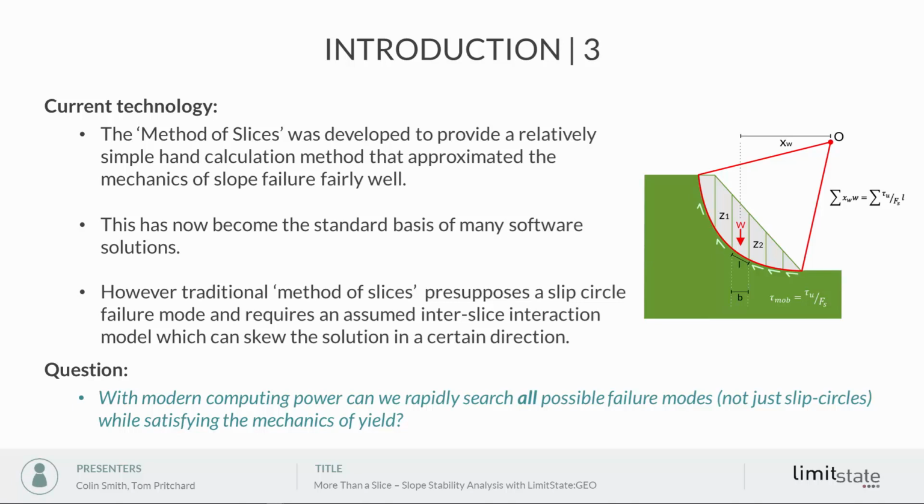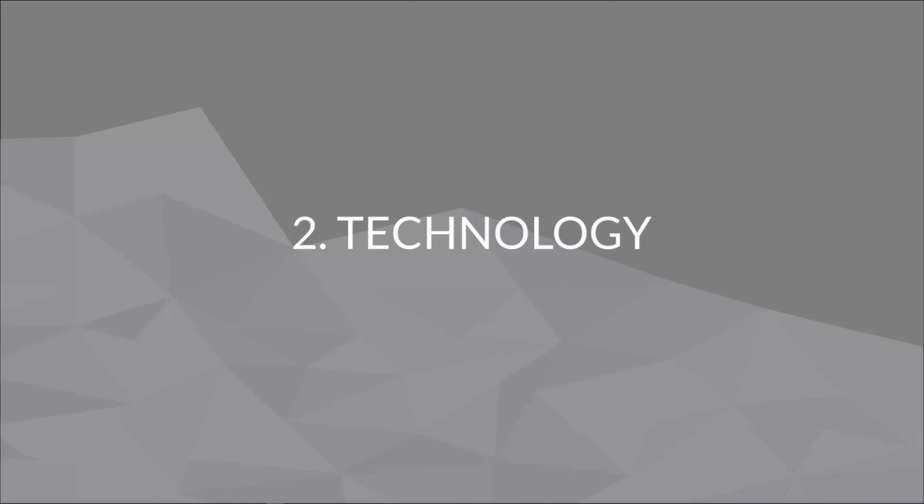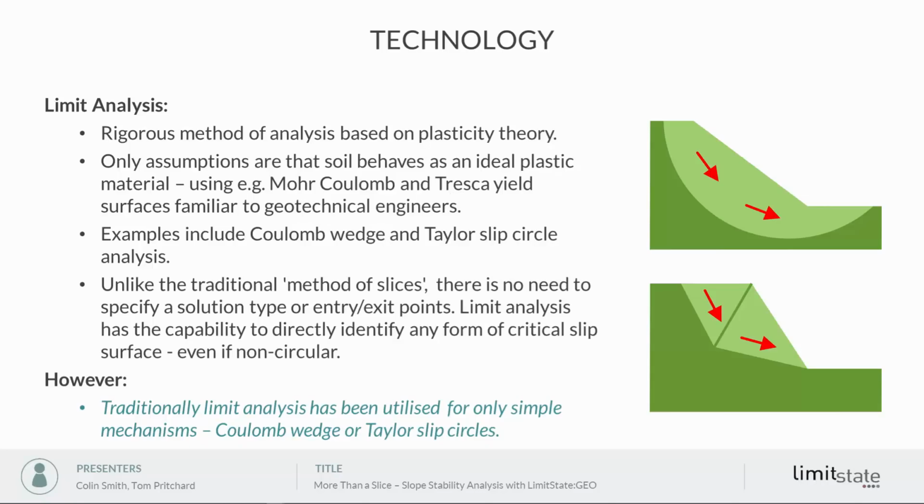So the question is, do we still have to stick with that type of approach, or with modern computing power, can we rapidly search all possible failure modes, not just slip circles, while satisfying the mechanics of yield? And the answer is yes. What we can do is use limit analysis. Now, limit analysis is a rigorous method of analysis based on plasticity theory. It's been used for decades by geotechnical engineers to analyze collapse states for slopes, retaining walls, foundations, etc.